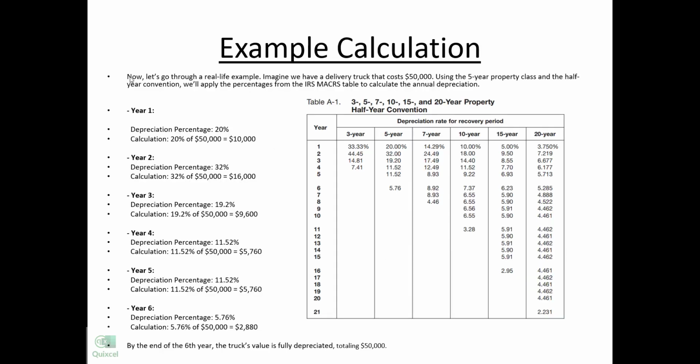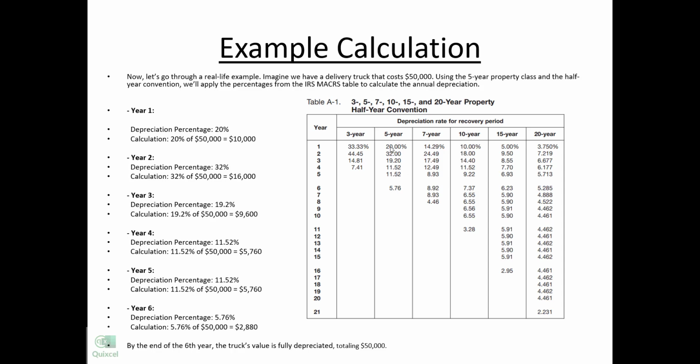Here for our example, imagine we have a delivery truck that costs $50,000. Using the 5-year property class and the half-year convention, we will apply the percentages from the IRS MACRS table to calculate the annual depreciation. Actually, it's very important to know how to use the table.